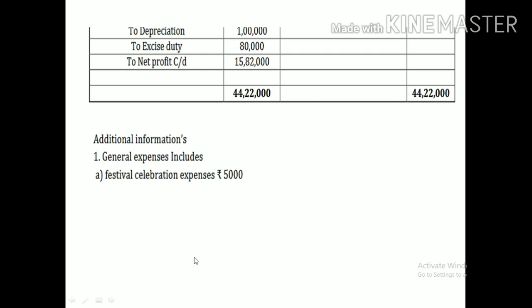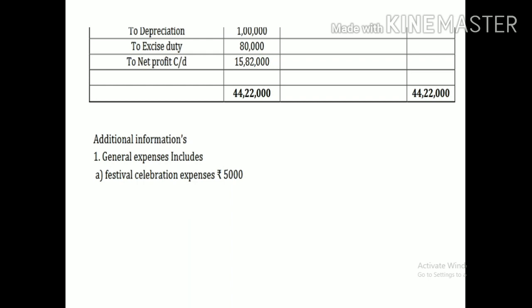So in this we have two treatments. Either ignore it, or first add back 1 lakh as inadmissible expenses, then deduct the same amount. This is the procedure you should follow: first add back to the profit, then deduct the same amount. Then excise duty 80,000 is an allowable expense, already debited, ignore.